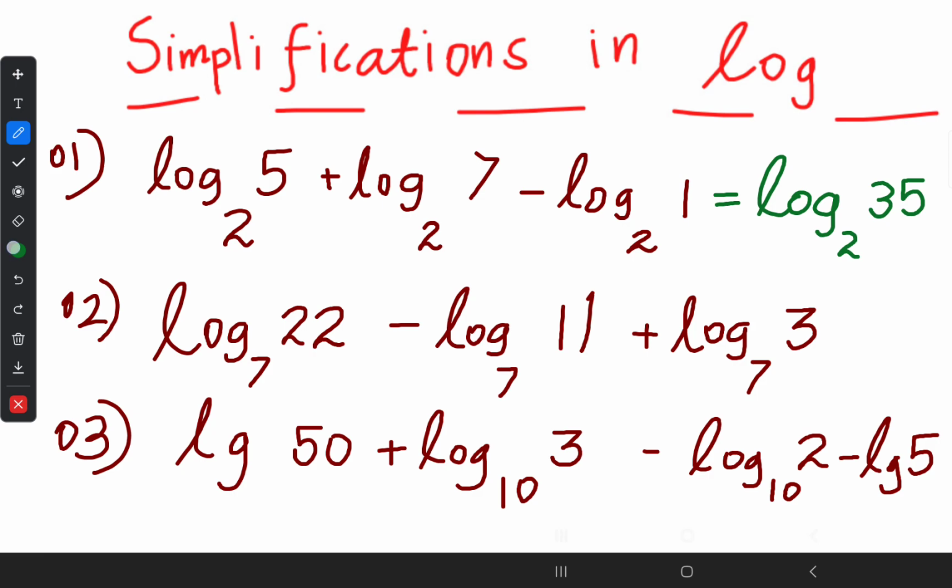Then in the second one, in all the cases it is log base 7. That's easy. Then here we have a subtraction. 22 minus 11 means 22 divided by 11, and that is 2. Then this 2 should be multiplied with this 3. Addition means multiplication. 2 times 3 would be 6. That's easy.